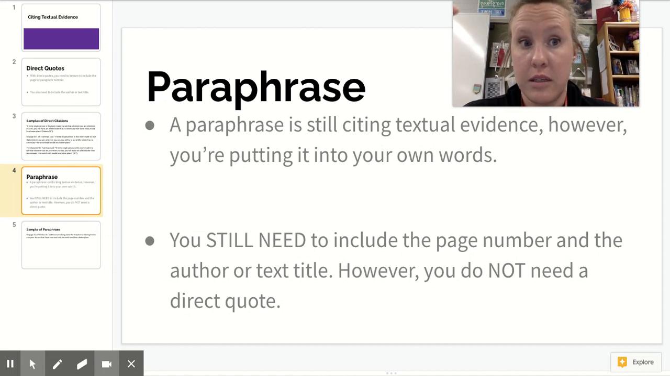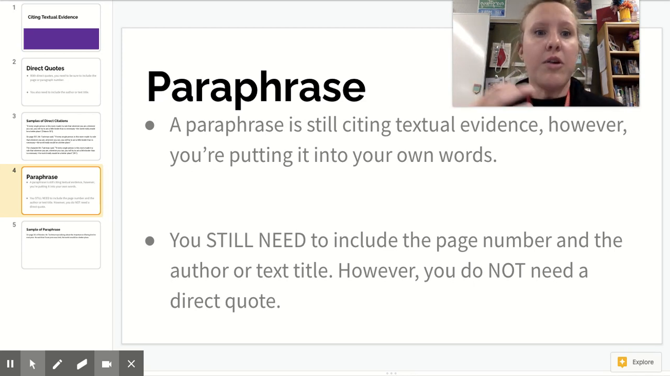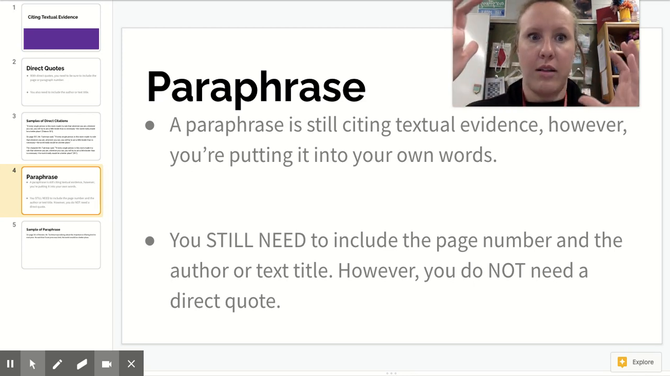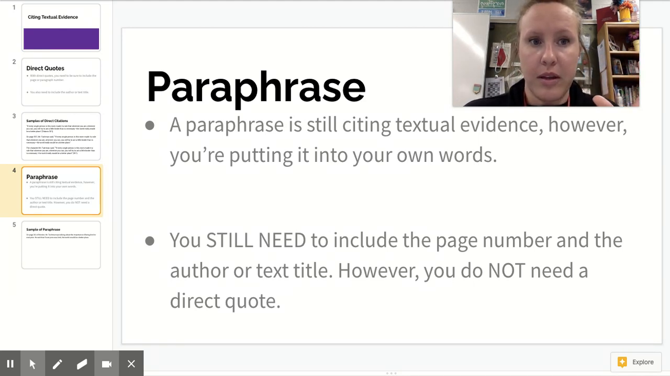A paraphrase is still citing evidence, but you're putting it in your own words. Regardless, if you take something that is not brand new information that you just learned, you have to give credit where it came from, or else you are stealing information. So a paraphrase, you can reword it. It doesn't have to be this long, lengthy quote that you're like, oh my gosh, I don't want to put this whole thing in my paper. You can reword it, you can rephrase it, but you still need to say where it came from. You still need to have the page number and the author or the text title, okay? But you don't need quotation marks because it's a paraphrase, okay?